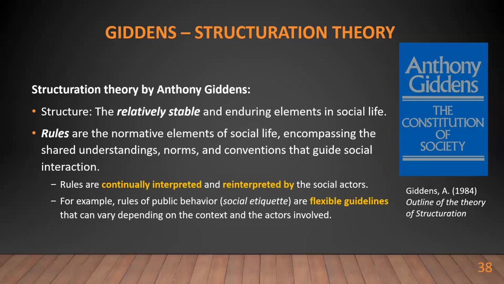Giddens talks about so-called weak social structures, weak in the sense not that they're unstable, but that they're not rigid, not so strong that they're difficult to change. They're actually quite easily changed by human interaction. So, for instance, the rules of public behavior, which is called social etiquette, are flexible guidelines that can vary depending on the context and across the actors involved. So understanding etiquette, rules of behavior, is always a matter of slightly interpreting what goes on and how I apply those rules.